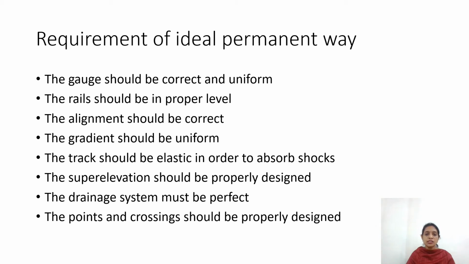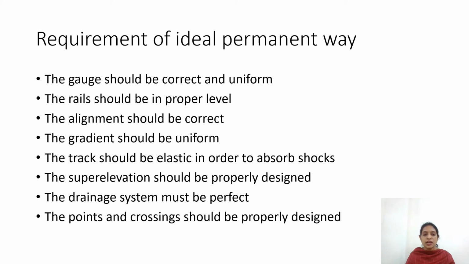Next point is the super elevation should be properly designed. Super elevation is the most important part for any road, whether roadway or railway. For the railway, when we are providing super elevation at the curves, the outer side of the rail should be higher than the inner side as per the design criteria. At that curve section, super elevation should be properly designed to get an ideal permanent way. Clear?